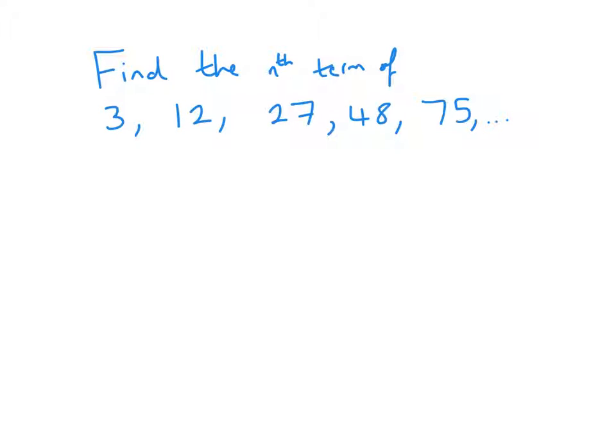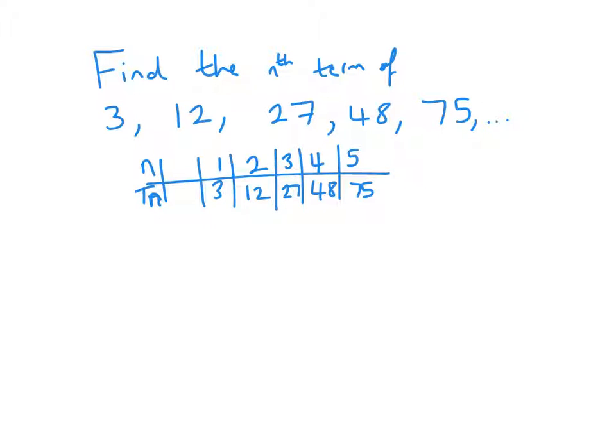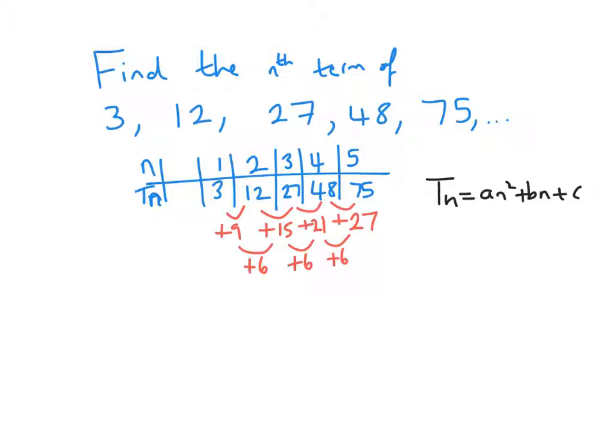Here's our sequence. We're going to start off with our table of values, and we're going to find our differences. Our first differences aren't constant, so we'll find the second differences. And these are constant, so we know it will be a quadratic sequence. To find our value of A, we simply halve the second difference. So that's my value of A. And to find my value of C, I simply find the 0th term here.